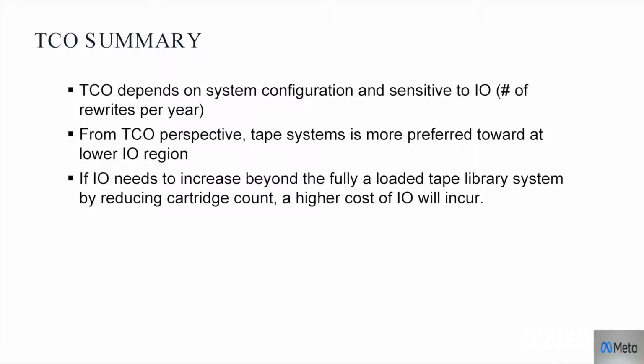But I'm sharing the thinking process, how we view tape system I/O, and you will arrive at your own conclusion. If the I/O needs to go beyond that of the fully loaded tape library system by reducing the cartridge count, you have a bigger penalty and are a lot more sensitive than the fully loaded system. In other words, a fully loaded library system design is the most economical. If you adjust in a different way, you have to sacrifice slots to get I/O. You will pay a higher price for that.